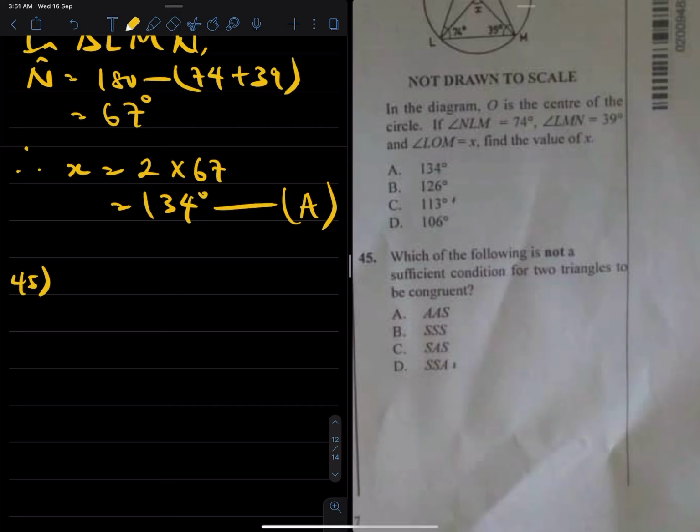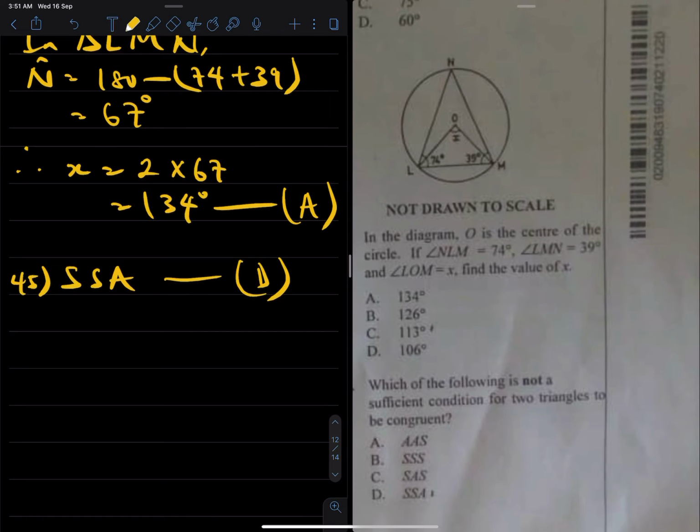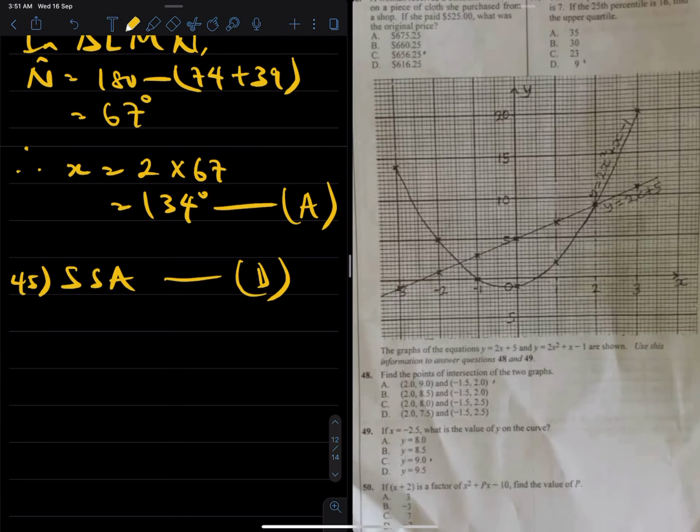Which of the following is not a sufficient condition for two triangles to be congruent? That's side-side-angle. The correct option is D. Now to the next, 46.